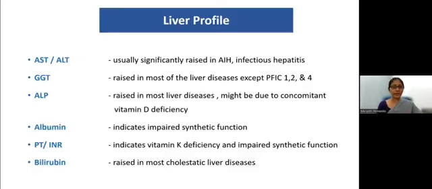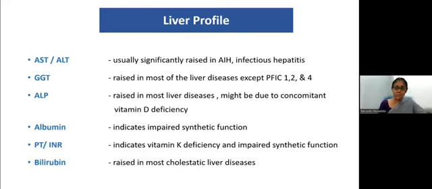Just to look at the liver profile in a little bit of detail, your transaminases will give you some idea about the degree of hepatitis going on. But having said that, in end-stage liver disease, you might have normal transaminases because they do not have liver cells remaining. But in infectious hepatitis, ischemia, autoimmune hepatitis, you will get higher transaminases. Gamma GT is raised in most of the cholestatic disorders. However, in PFIC 1, 2, and 4, as you heard, it will be normal or low.